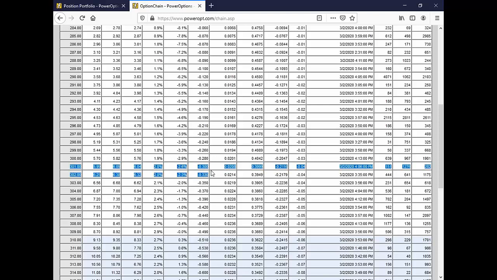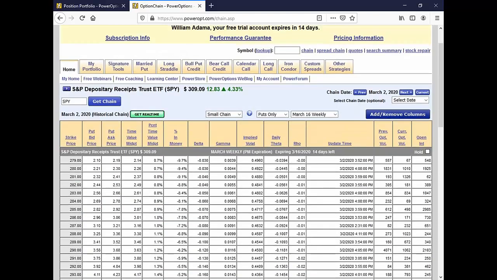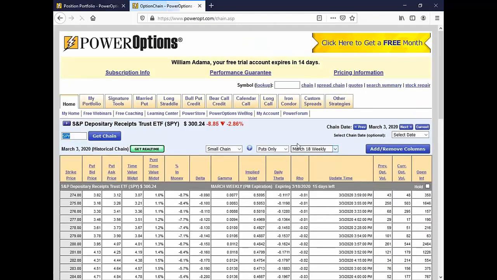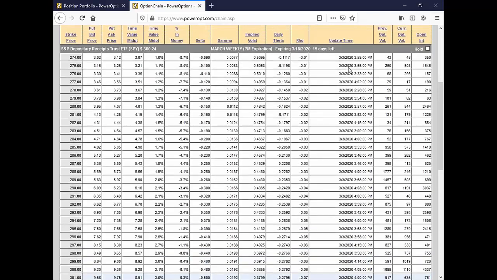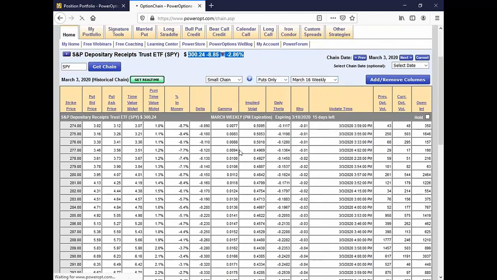Okay, so what does that mean? We have a negative delta, so if the stock moves down 1 point, we're at about, let's call it $6. It says 605 midpoint, so we'll call it 605 midpoint. And let's just move to the next day. That's our 301 strike. And we're down about 3%. Okay, not bad. 301 strike, March 16th.